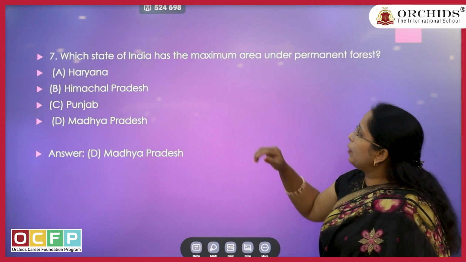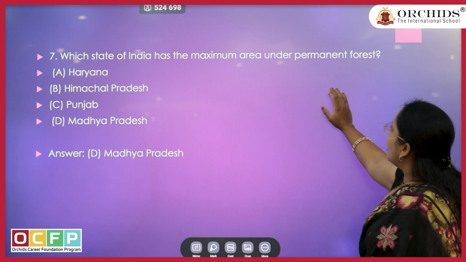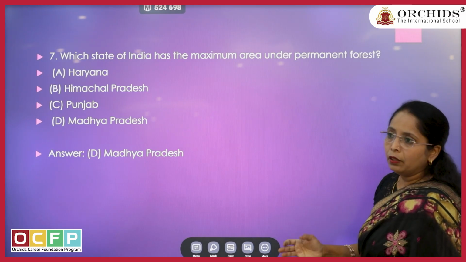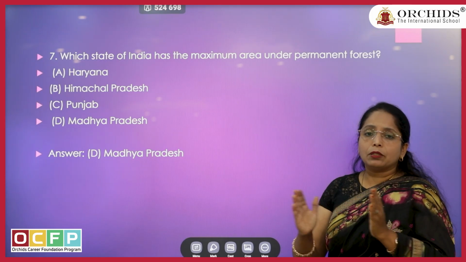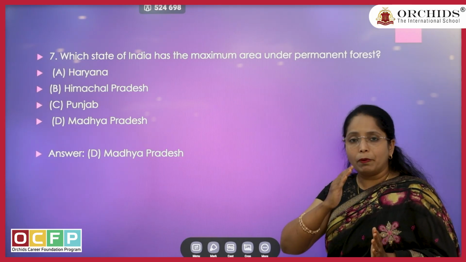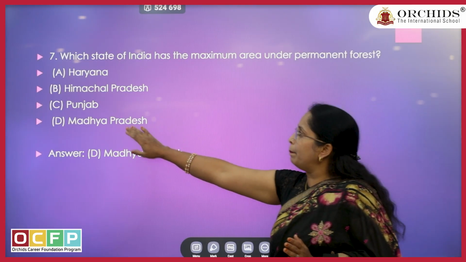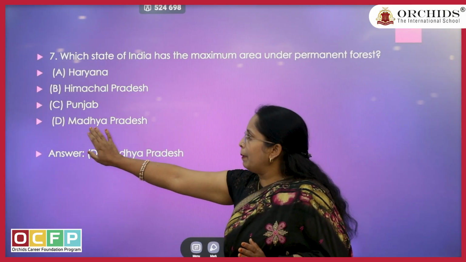Next, which state of India has the maximum area under permanent forest? What is permanent forest? That forest has a large quantity of trees which have been fixed for many long years. For example, Haryana, Himachal, Punjab and Madhya Pradesh.